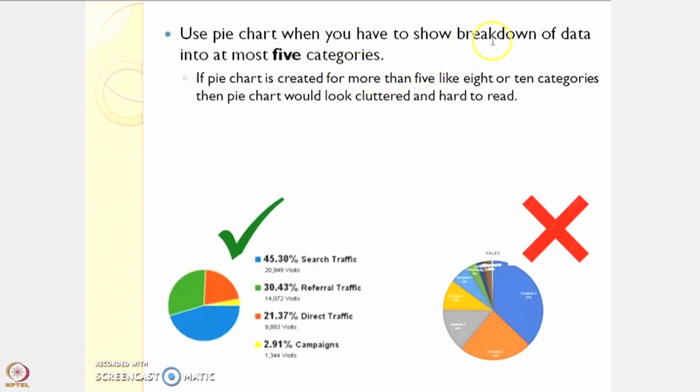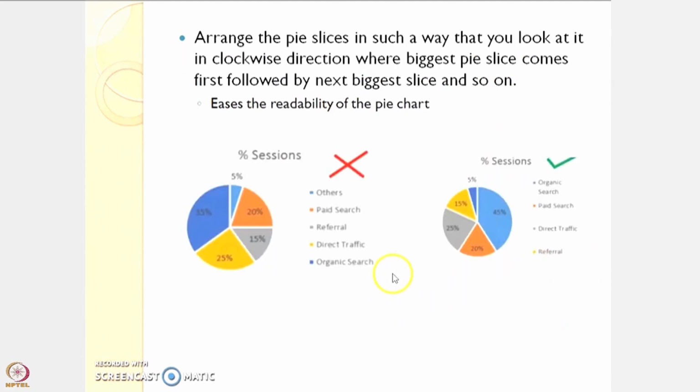Use a pie chart when you have to show a breakdown of data into at most 5 categories. That is, if you create a pie chart for more than 5, like 8 or 10 categories, then the pie chart would look cluttered, as you can see in this image. Thirdly, arrange the pie slices in such a way that when you look at it in clockwise direction, the biggest pie comes first, followed by the next bigger slice, and so on. This facilitates ease in the readability of the pie chart.